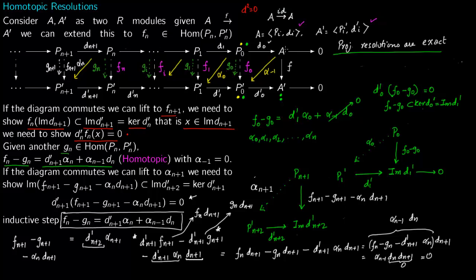So again, if you have two projective resolutions of the same module A, so instead of A prime you write A here, instead of F you put ID here, then those two projective resolutions would be homotopic. And that is what we mentioned too in the previous lectures.